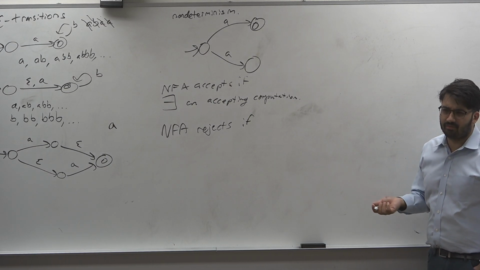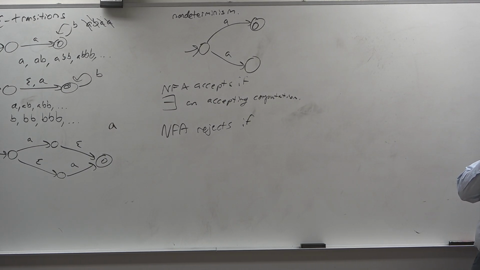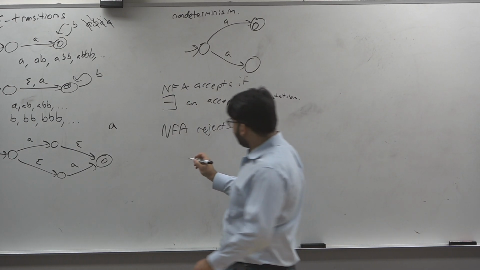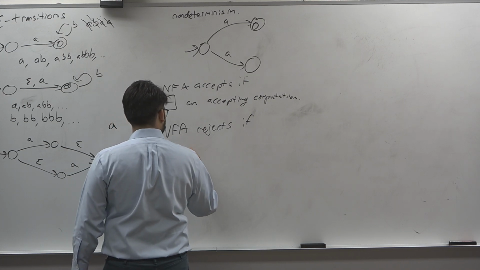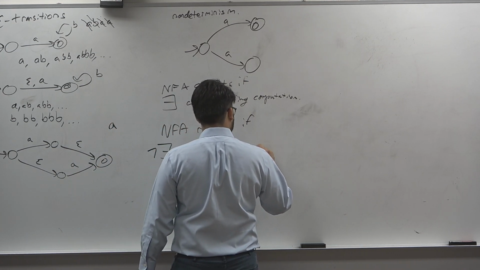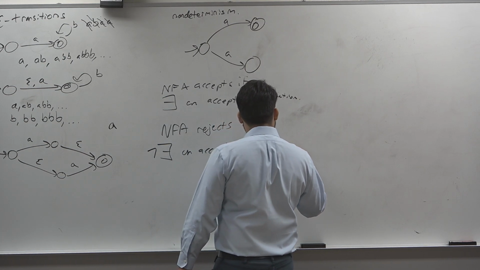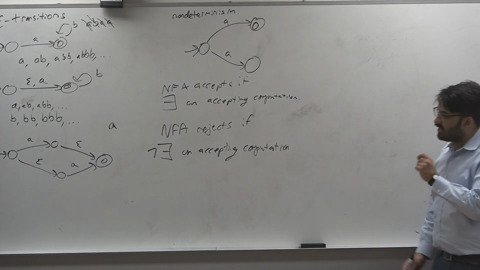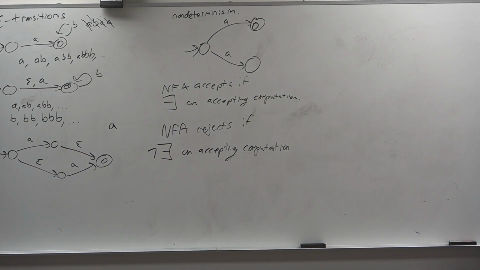When should an NFA reject? There does not exist an accepting computation. Exactly. There does not exist an accepting computation. I'll write it twice. Now, it exactly rejects if and only if it doesn't accept.